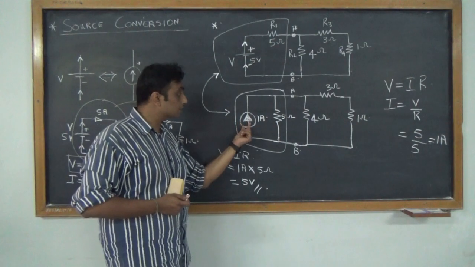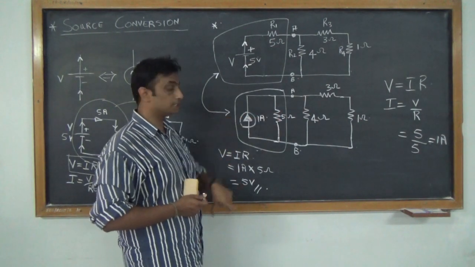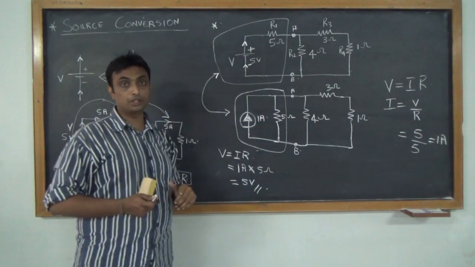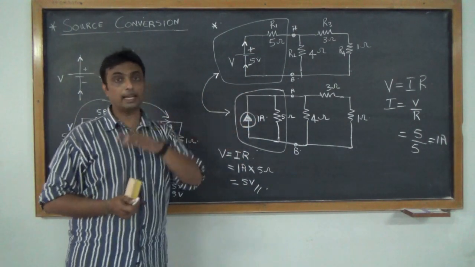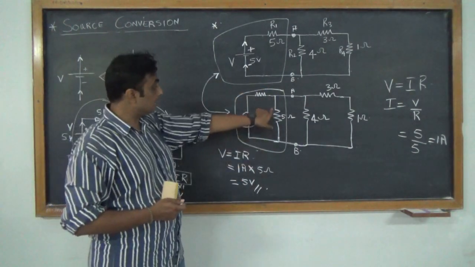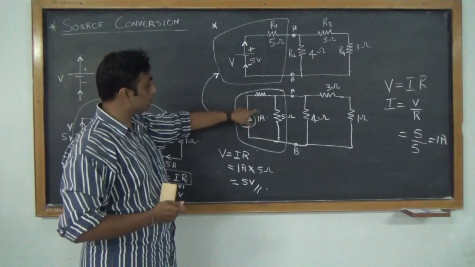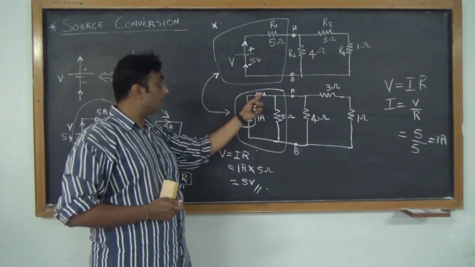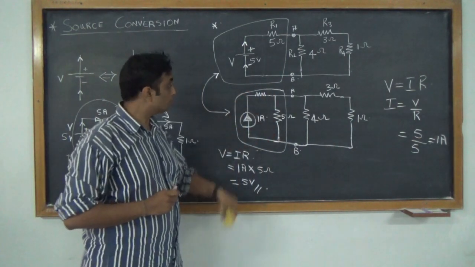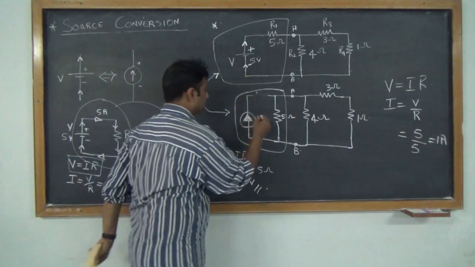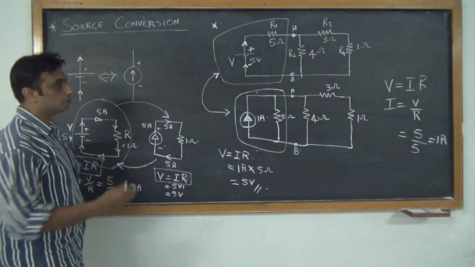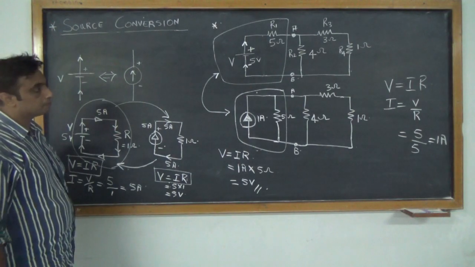So only if the current source is in parallel with the resistor can we convert it to a voltage source. If it is in series, we cannot convert. For example, if I had a resistor here, and in between this resistor and the current source we have another resistor, then the conversion cannot take place. So you have to have both the current source and the 5 ohm resistor in parallel to complete this problem.